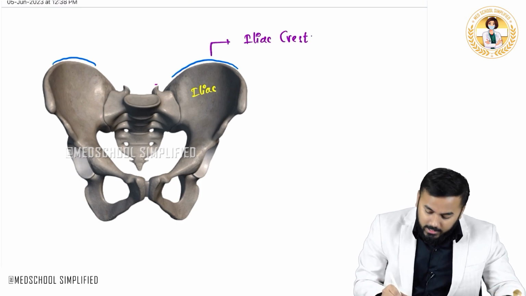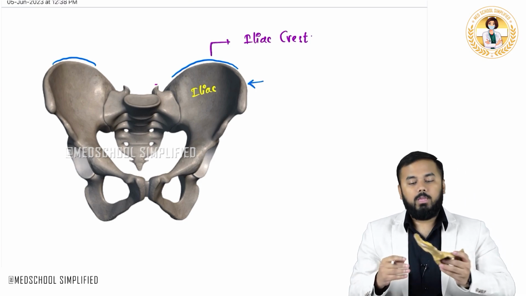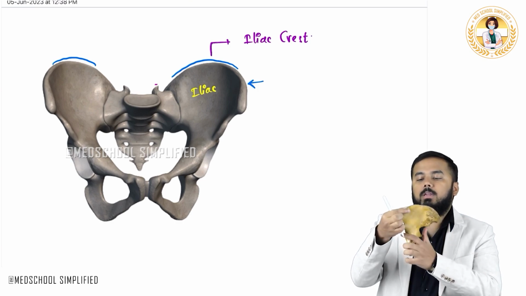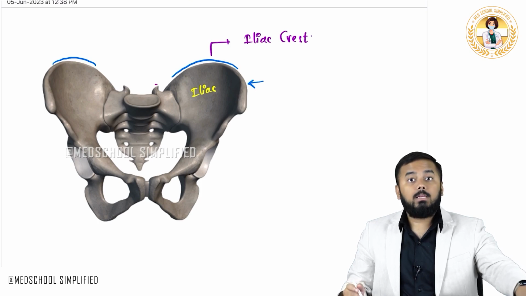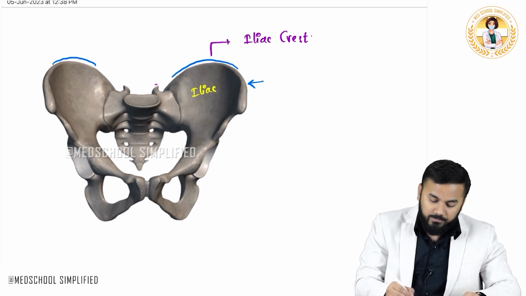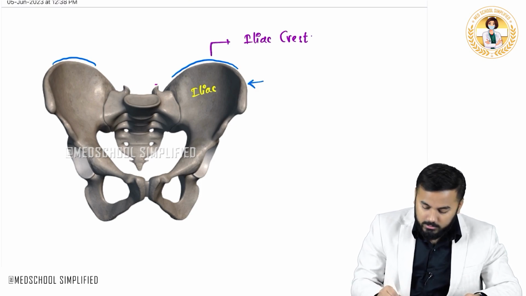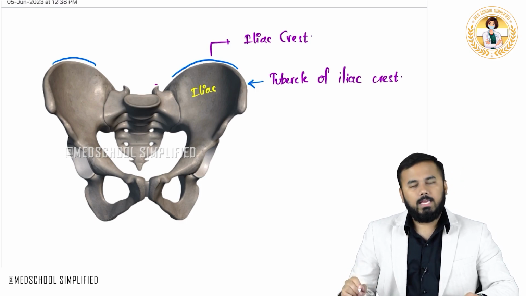I know the picture is not that clear, but here you can appreciate one small tubercle. In the front you have a thick tubercle, and this is called the tubercle of the iliac crest.